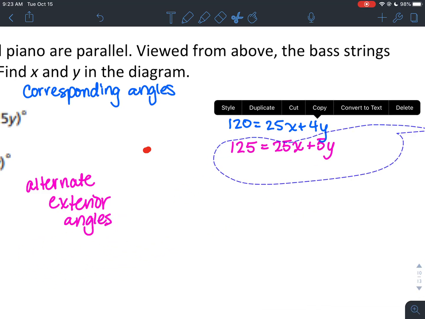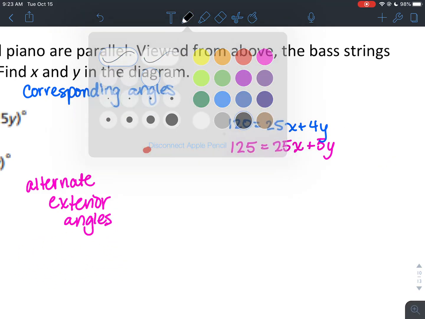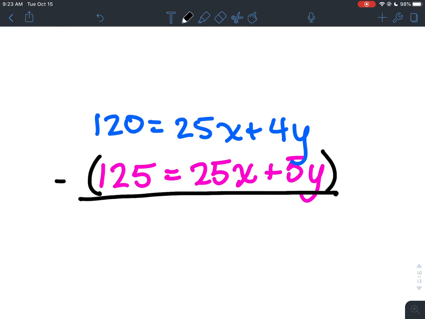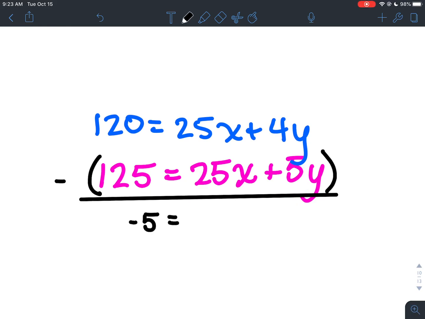Okay. And so now I have these two equations, and if you remember back from Algebra 1, when I have two equations and two variables, I can solve using elimination, substitution, or graphing. Now these are set up pretty nicely for elimination. Elimination is when I subtract or add the equations together so that either the x's or the y's cancel out. So starting with the numbers, I have 120 minus 125. So 120 minus 125 would give me -5. And then I'll just line up my equal signs.